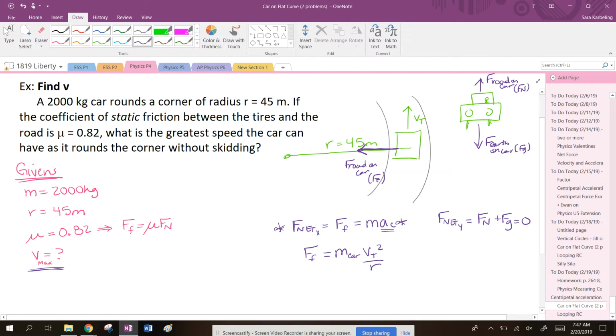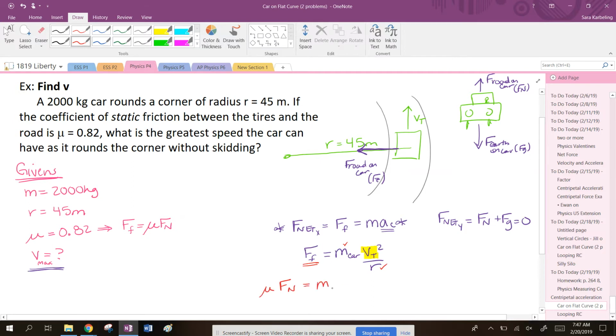So just taking a step back to figure out where we're at and what we're doing. We are looking for V. That's our goal. That's what we're trying to figure out. We know the radius because the radius was given to us as 45 meters. We know the mass of the car, that's the 2,000 kilograms. And then we also need the force of friction. The force of friction, we said, was Fn times mu.